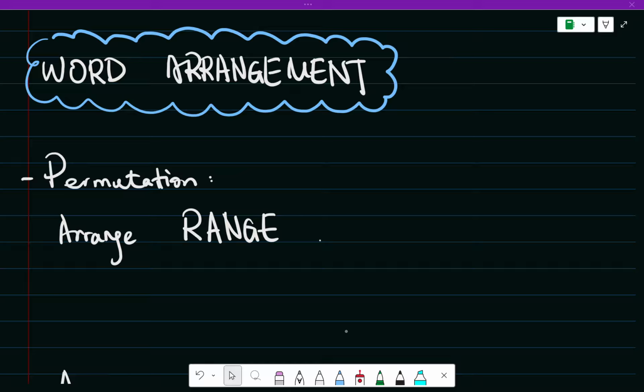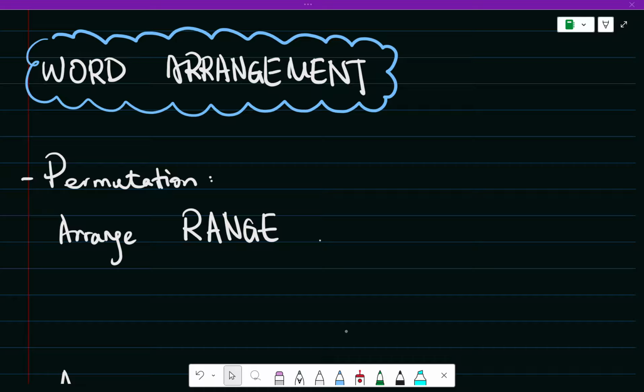So word arrangement is a very specific type of combinatorics question that's usually tested, that involves multiple different techniques and a solid understanding of both combinations and permutations. So in this video, we're going to look through different types of word arrangement problems to see what kind of techniques they require and how we can approach the problem solving of each example.